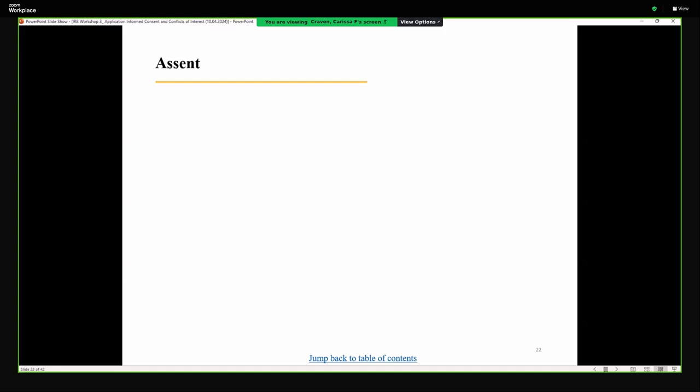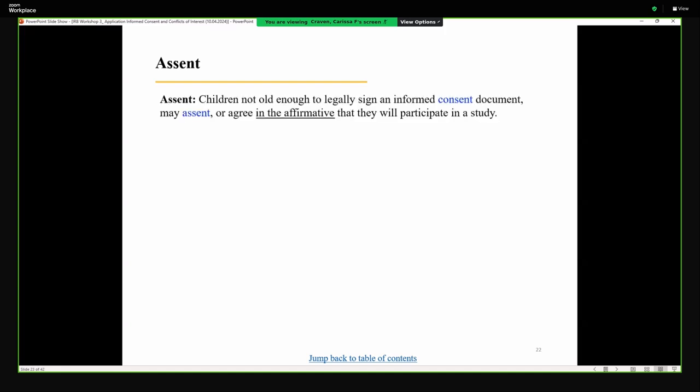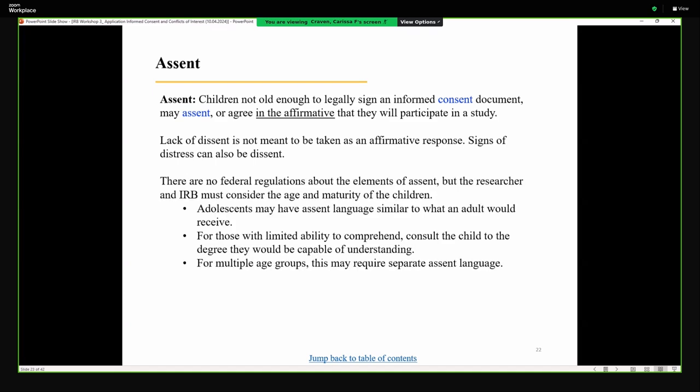So assent is for people, typically children, who are not legally able to consent. So they will need to agree in the affirmative that they will participate. You can't just force a kid to answer your questions just because they're not legally old enough to sign consent. You also should not take silence or a lack of dissent as an affirmative response. And young children can show signs of distress that should also be taken as dissent.